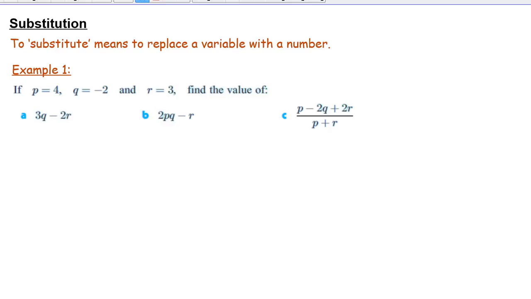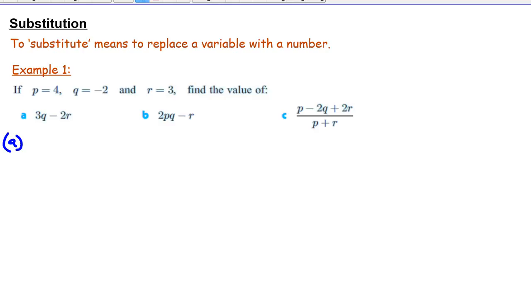In this video, I'm going to look at substitution. Now, to substitute means to replace a variable with a number. So, for example, if I want to work out part A, 3q minus 2r, I'm going to replace these variables, q and r, with numbers.